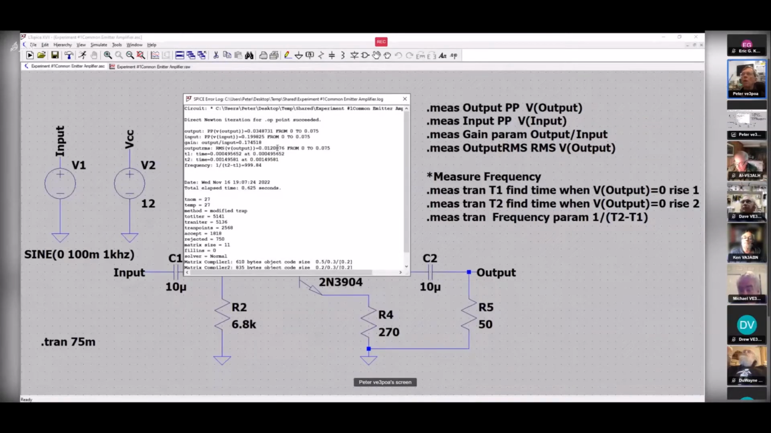I wondered. V out equals 0. A rise 1 is V output 0. That's 0 volts on V output. Yeah, they're calling them rise 1 and rise 2 because you've got 2 things to deal with. So it's the first and second one, I think. First one and second one. Yeah. First time it goes through 0. Second time it goes through 0.